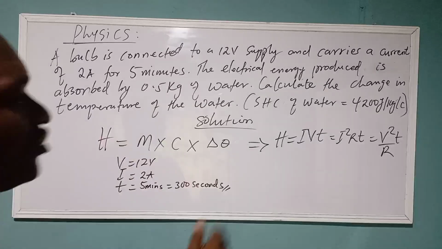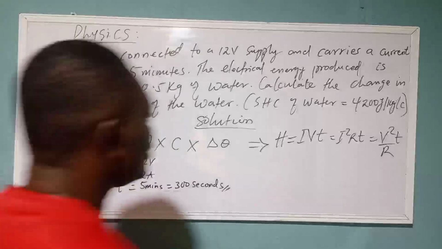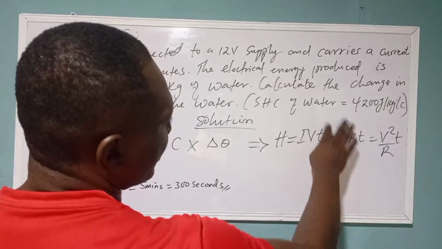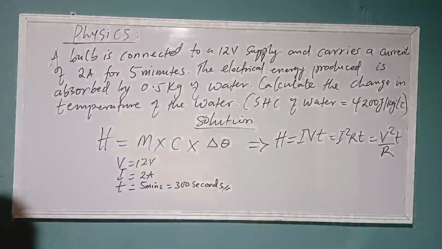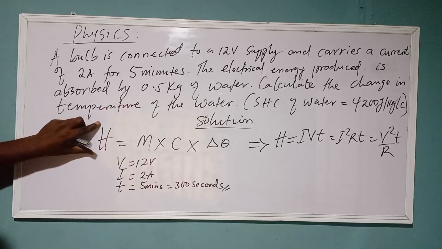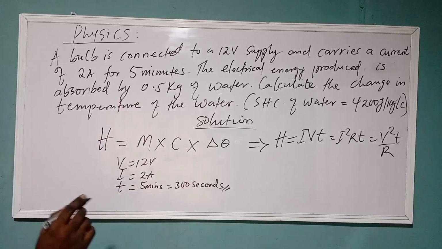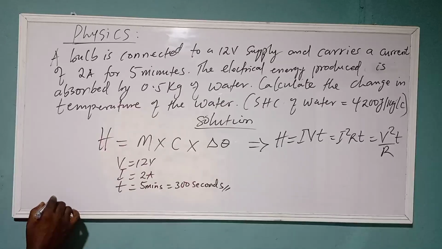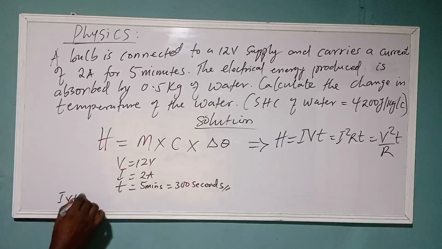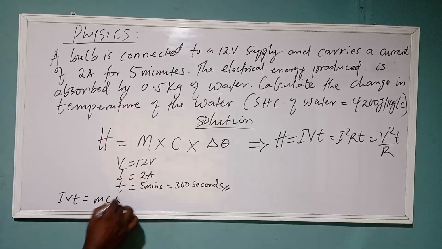Okay, so look at this value very well. Which formula do you think we should use here? You discover that the one we should use is this very one, IVT. So if we are using IVT, we'll substitute the value of H by IVT. Hence, our new formula for this calculation will be IVT is equal to mc change in theta.